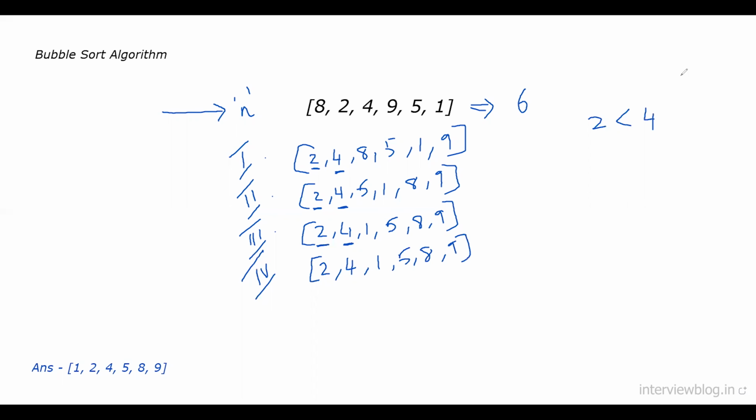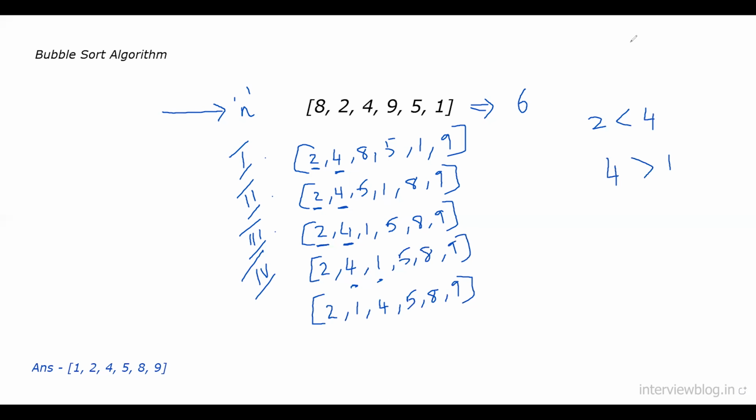So next I'll be checking 4 and 1. In this case, we can find that 4 is greater than 1 and hence we need to swap these elements and our input array will now be 2, 1, 4, 5, 8, 9.